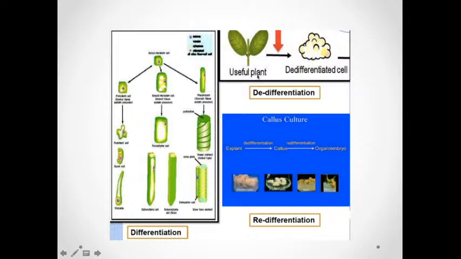Whereas in dedifferentiation, from the useful part we have dedifferentiated cells in the form of callus, and then from the callus the redifferentiation happens. Then you become your organ. From the callus, your organ formation happens, and that is known as redifferentiation. So that's how these three terms are interconnected.